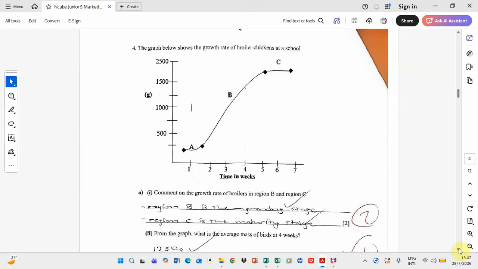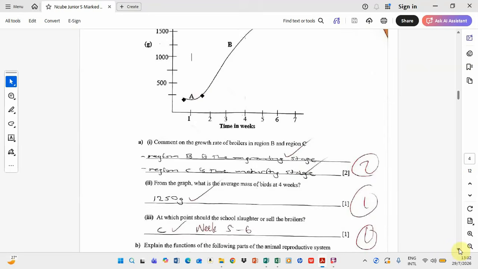Then what are the questions now? Comment on the growth rate of broilers in region B and region C. At region B, there was fast growth rate of broilers. Then at region C, broilers have reached maturity and the growth rate stops. So that is the comment in terms of growth rate.